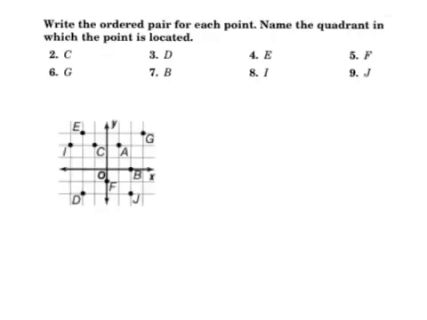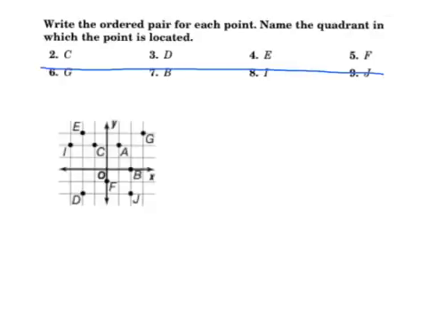Let's try some examples. Here it says to write the ordered pairs for each point and name the quadrant each is located in. And just for the sake of time, we're going to take these bottom ones off. I don't think we need to do 8 examples of this. I think we can get this all in 4. So we're naming the ordered pair and we're naming the quadrant.